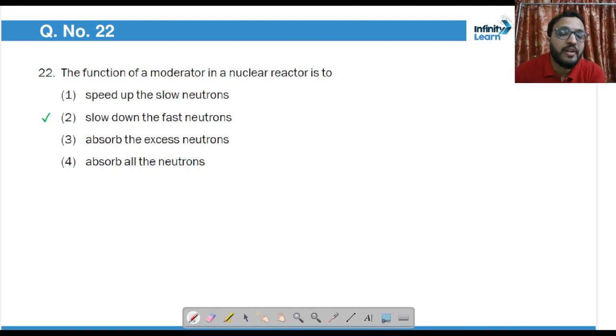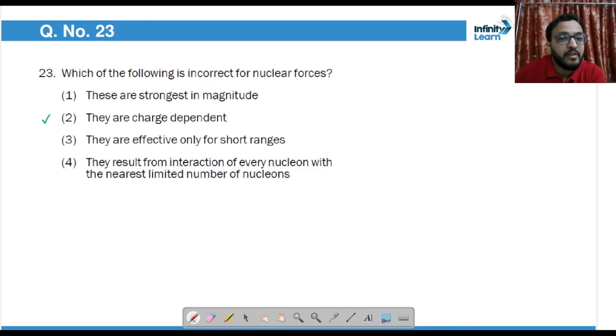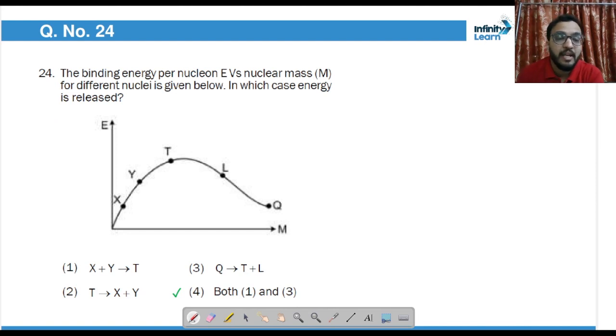The function of a moderator is to slow down the fast moving neutrons. This everybody knows. Which of the following is incorrect? See, nuclear forces do not depend upon charges. So saying they are charge dependent is a wrong statement. Okay, that is what we are looking for. Wrong statement. Now this is interesting.